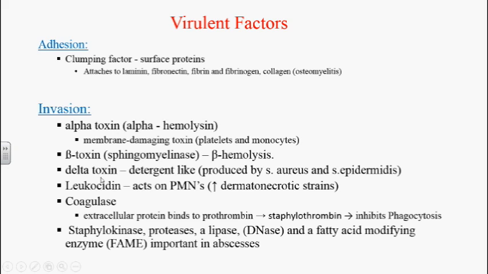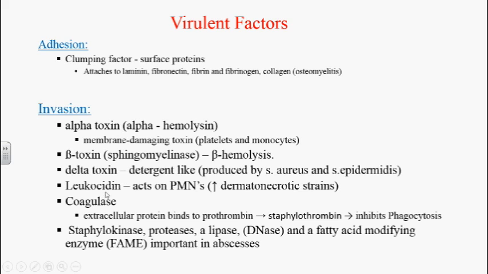Delta toxin. It acts with a detergent-like action. Staphylococcus aureus and epidermidis, both of these organisms secrete this delta toxin, and we don't know much about whether this delta toxin is a virulence factor. Outside of the human host, we can see the delta toxin action as a virulence factor, but not in the human tissues. It is not yet proved.